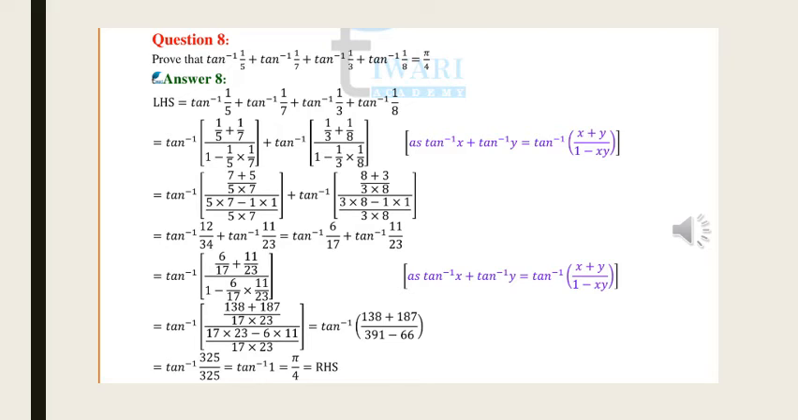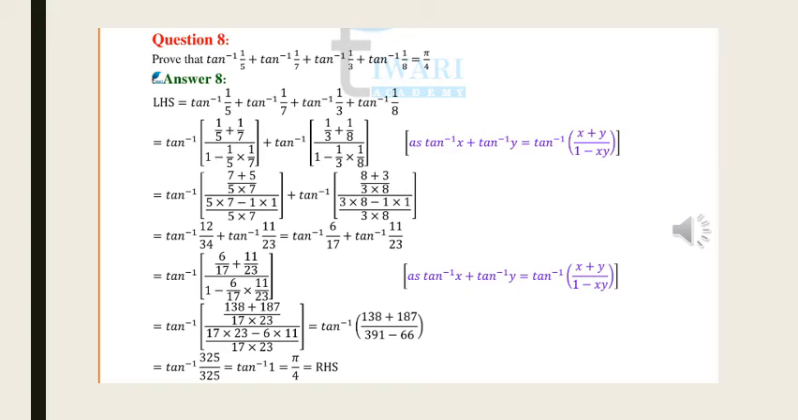The left hand side has 4 tan inverse terms. So, you can apply the formula tan inverse x plus tan inverse y 2 times. Or you group the terms. There are 4 terms on the left hand side. Let's group the first 2 and then the third and fourth term. Then we are applying the formula tan inverse x plus tan inverse y.